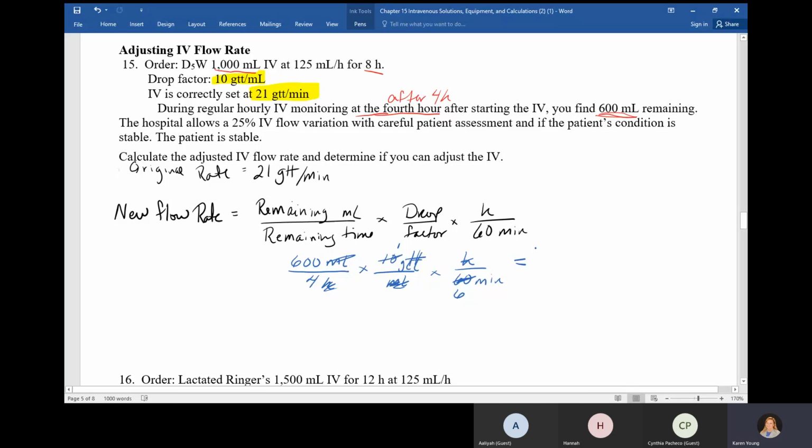Okay, so I have 600 times 1, which gives me 600. Then I've got a 4 and a 6, so 4 times 6. So 600 over 24. And you would think, as many times as I've done this today, I would know what it was.